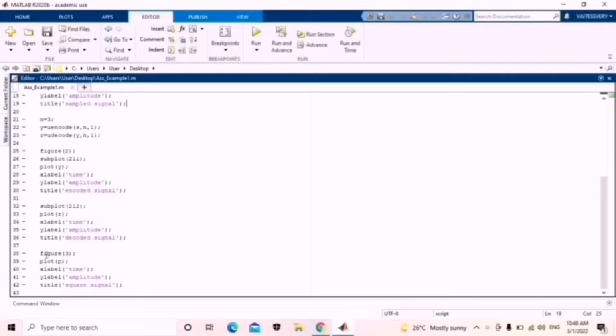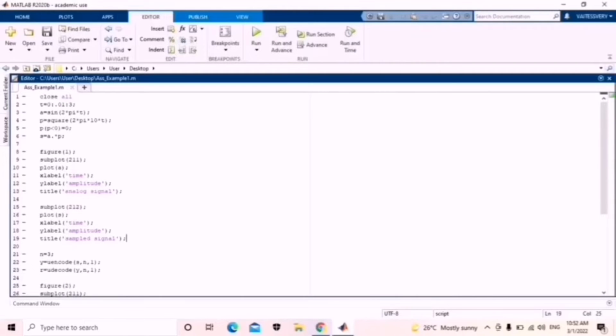This coding is for the square signal. We label X as time, Y as amplitude, and title as square signal. So now I am going to show the output of this coding. We set the program and then run.